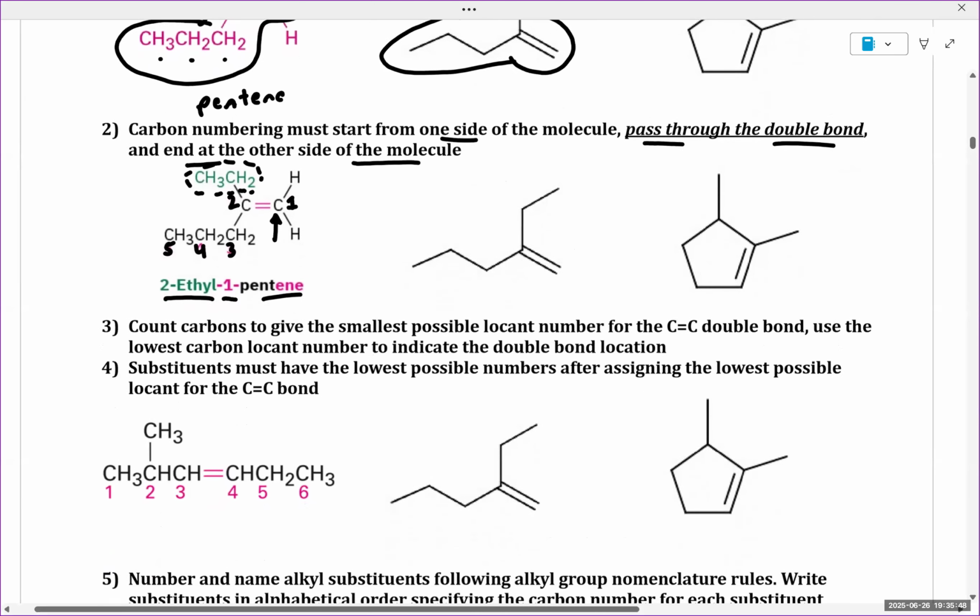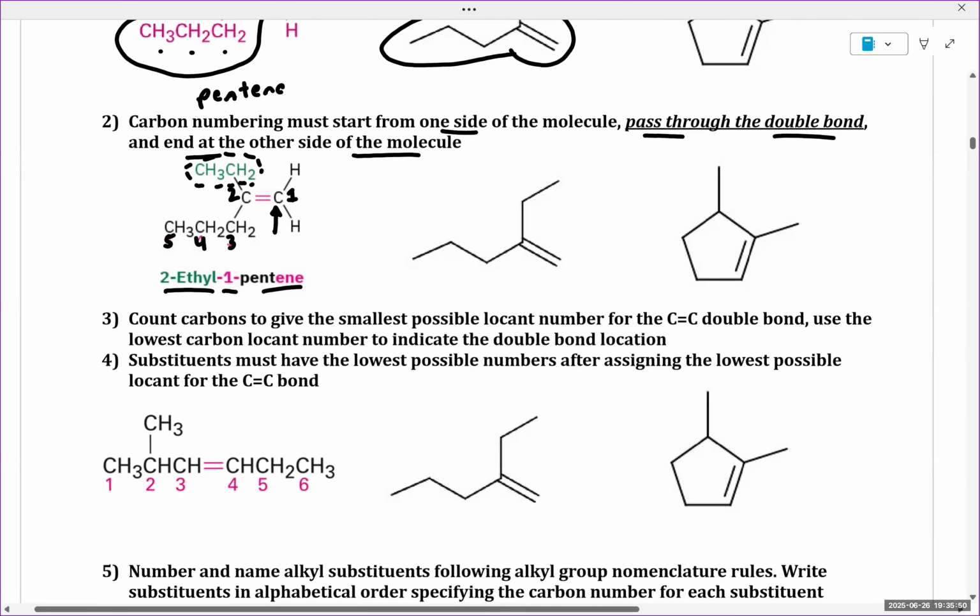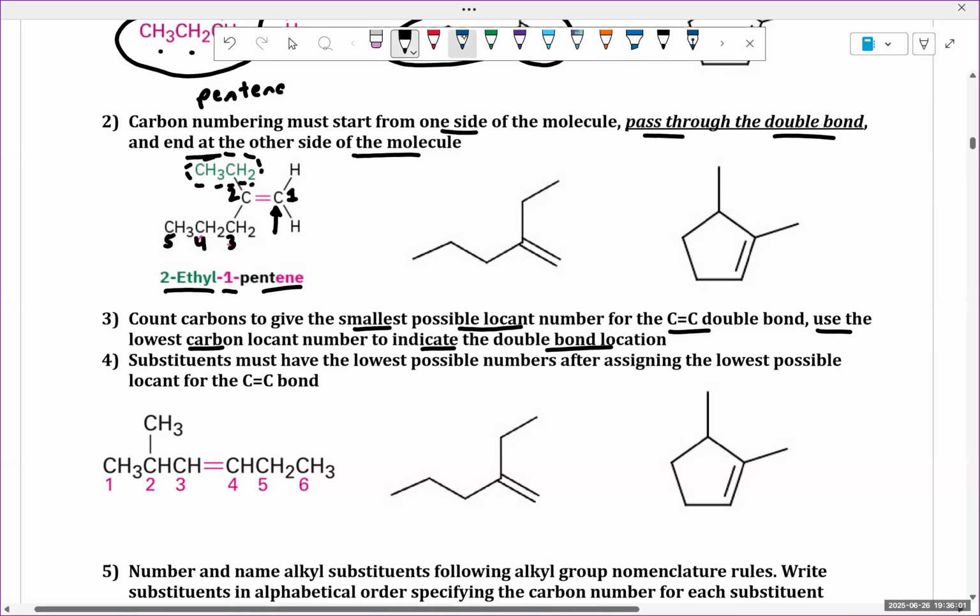Importantly, when you assign your locant numbers, you're going to count carbons to give the smallest possible locant number for the carbon-carbon double bond, and you'll use the smallest locant number to indicate the double bond location. For example, we number this molecule, counting through the double bond, giving the locant number 1 for the double bond if possible. 1, 2, 3, 4, 5. As you can see, we have a substituent at position 2.